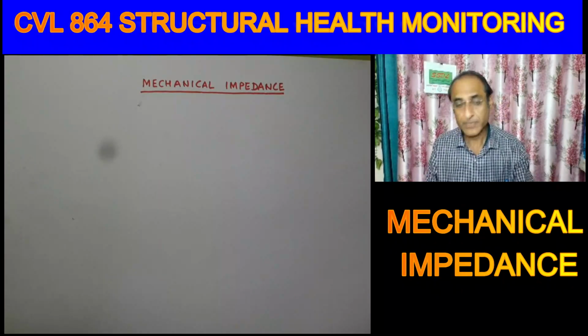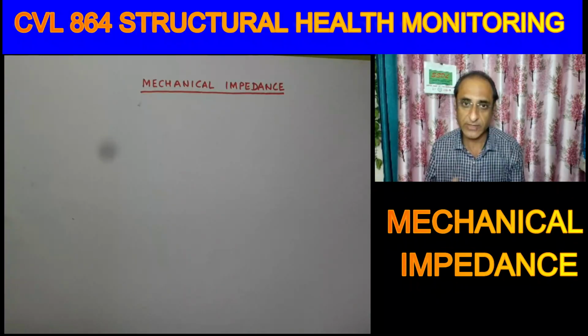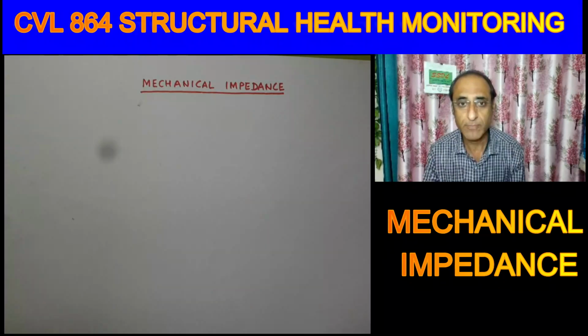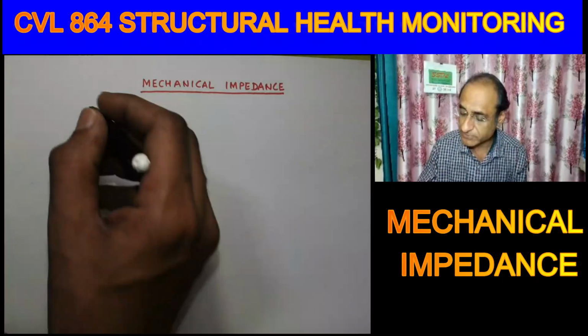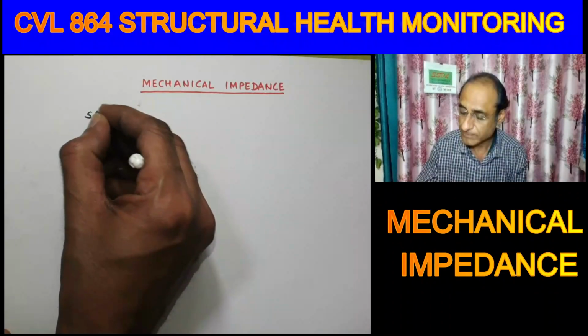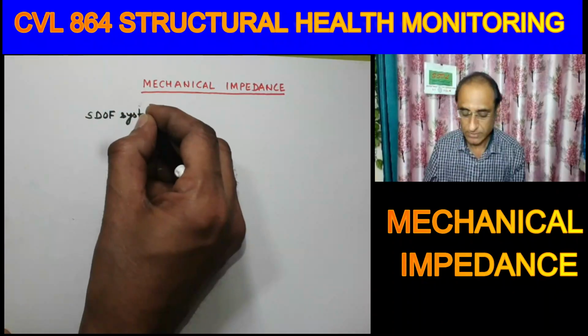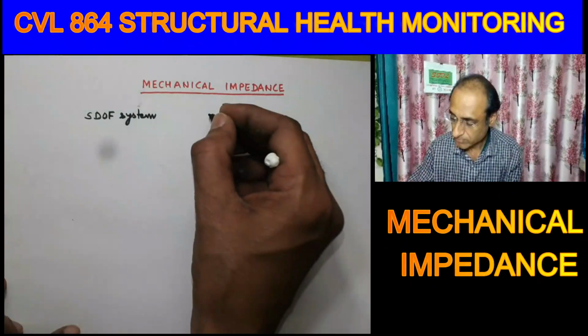Because we are using the term mechanical impedance and then we are also using the term electrical impedance, it's very important that we have a clear understanding. So let's say we begin with a single degree of freedom system. Let's say we have a mass element.